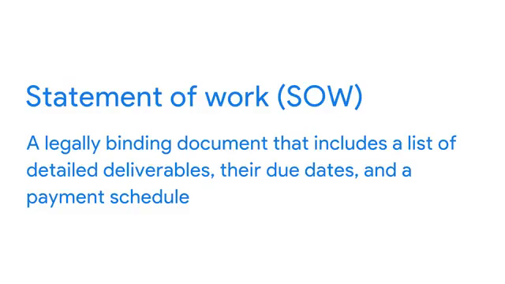Once the client selects a contractor or freelancer based on their proposal, the client will provide a statement of work. A statement of work is a legally binding document that includes a list of detailed deliverables, their due dates, and a payment schedule. As the contractor, you will need to either agree to the proposed statement of work or negotiate any pieces you want changed. For example, if the schedule for deliverables is faster than what you can realistically turn around, you should negotiate a new schedule prior to signing the contract.